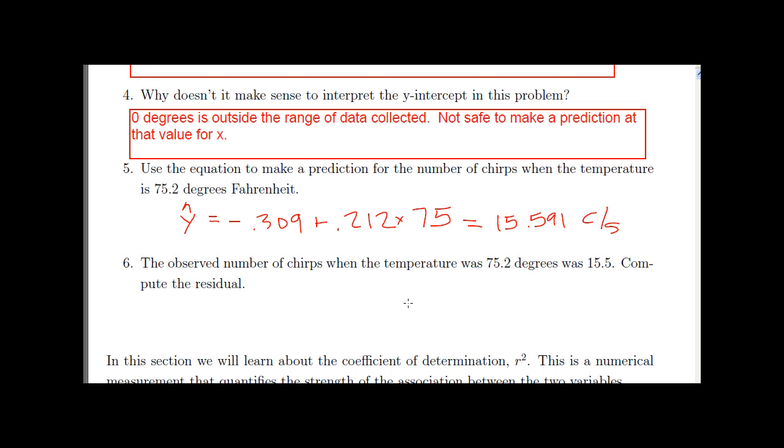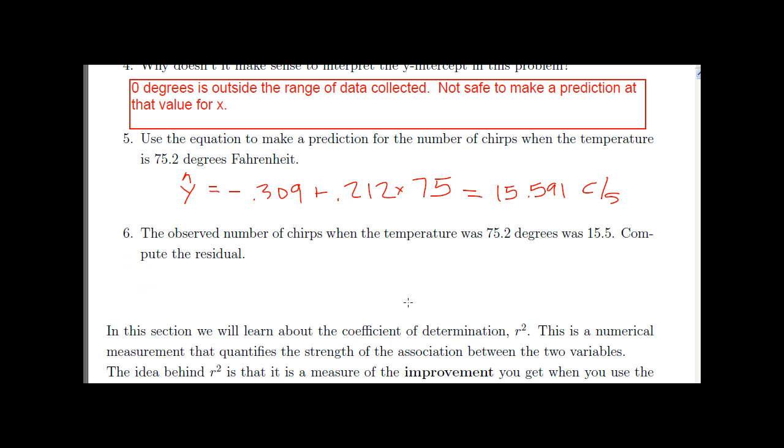Alright, and then last thing we want to do is compute the residual. So remember, the residual is the observed minus predicted. So y minus y hat. And let's see, we know our predicted for 75, whoops, I didn't do it for 75.2. Hold on a second. Alright, so this is going to change a little bit. Just going to cross this out. If I put 0.2 there, this changes to 15. We'll just round it to 0.6. So it didn't really change very much.